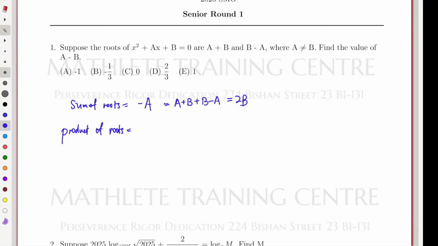The product of roots will be what? Will be the b term. And this will be the product of a plus b and b minus a. So this is equal to b squared minus a squared. So now we have two equations involving a and b. The first one says that negative a equals 2b. The second one says that b equals b squared minus a squared. To solve them, I can take the first one and substitute into the second equation here.